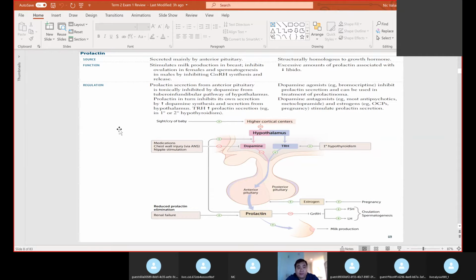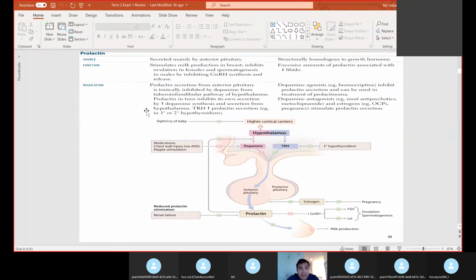How are we going to regulate your prolactin? So it is inhibited by dopamine. From what pathway? Tubero-infundibular pathway of the hypothalamus. When you go to the neurobehavioral module, you're going to learn about the 4 dopaminergic pathways. One of them is tubero-infundibular. Others: nigrostriatal, mesocortical, and mesolimbic pathways. So prolactin, in turn, inhibits its own secretion by increasing dopamine synthesis and secretion from the hypothalamus.